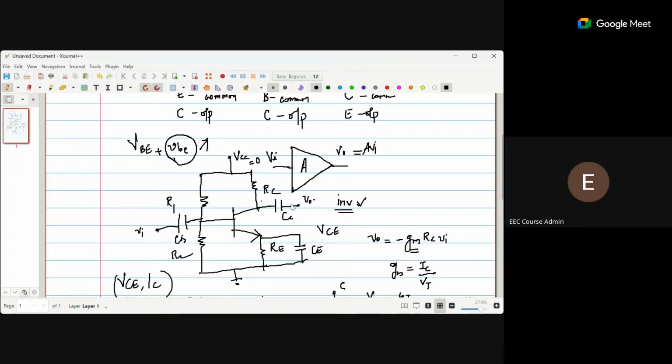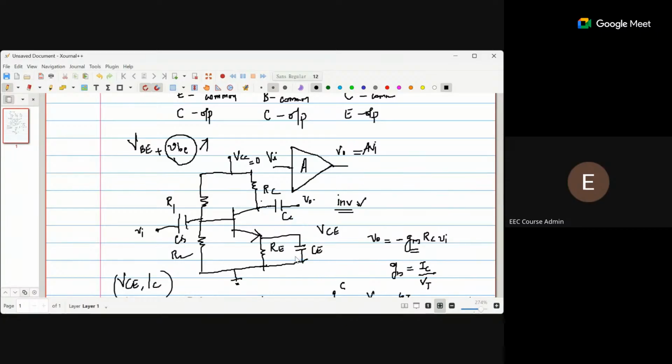The input and output coupling capacitors are to block the DC, and the CE is to bypass the AC. Once the AC gets bypassed, otherwise the drop across RE will reduce the AC gain if that RE is also prominent in the circuit. But once we make sure that CE is high enough, so that the entire AC bypasses to ground, we will not have any drop across this RE, so that drop in the AC gain will not happen. That is made sure by this CE.